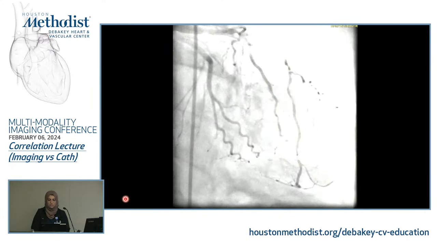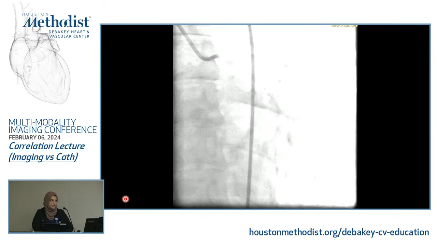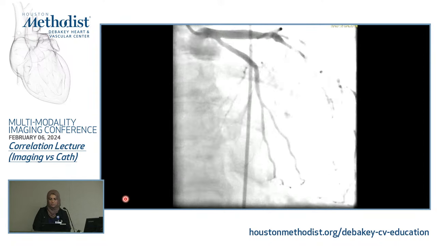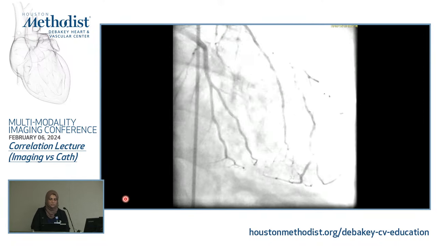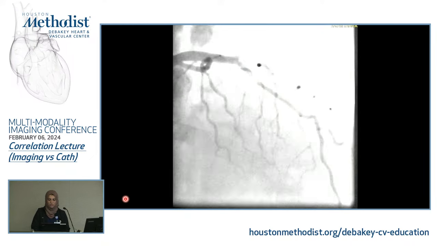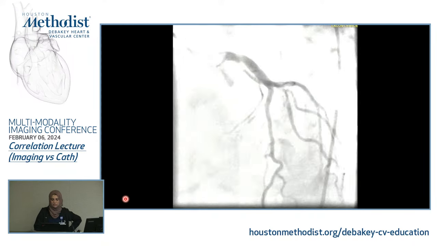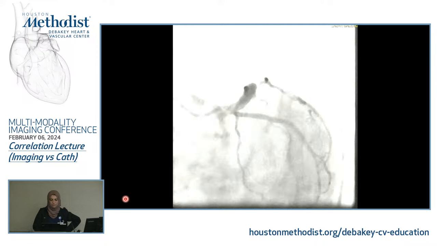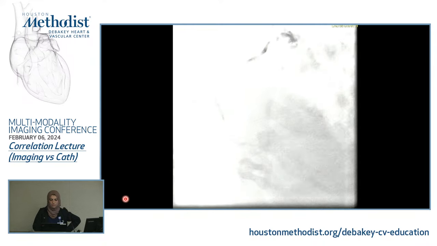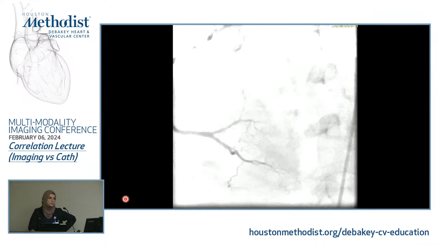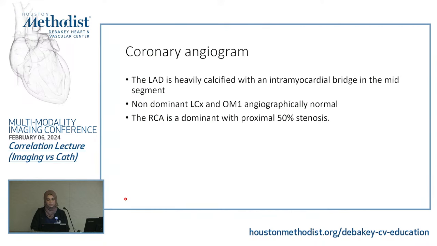So let's look at his coronary angiogram. So far, not very excited with the LAD. There's some bridging, otherwise normal. Going to quickly cycle through the left segments. And the RCA had a moderate disease that was not significant by FFR.